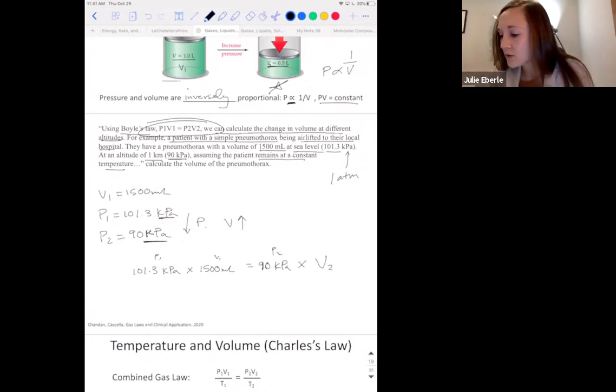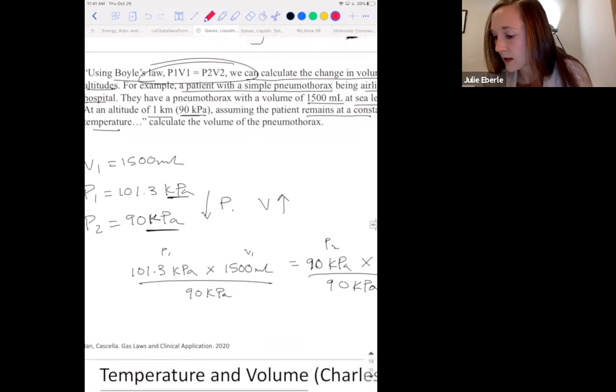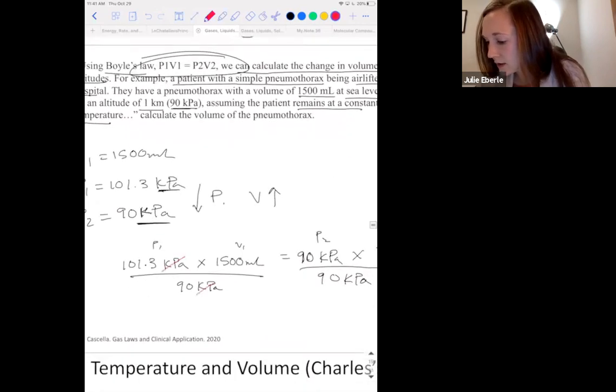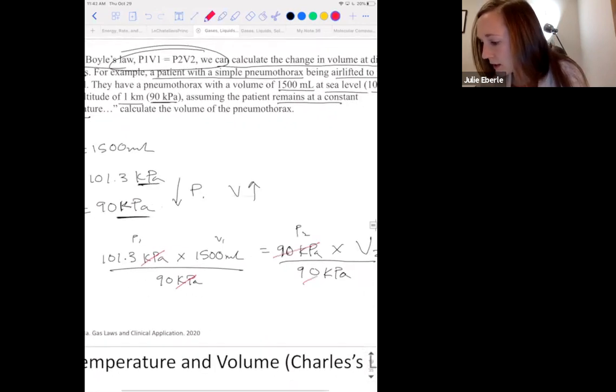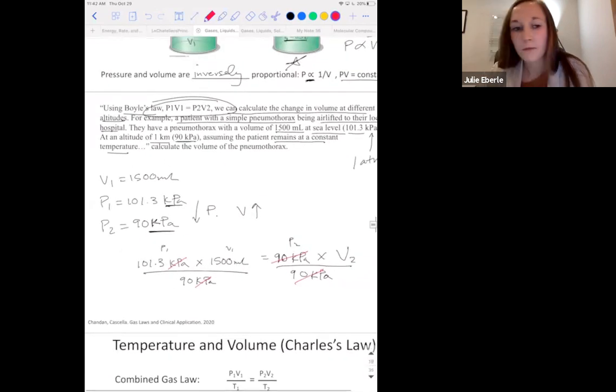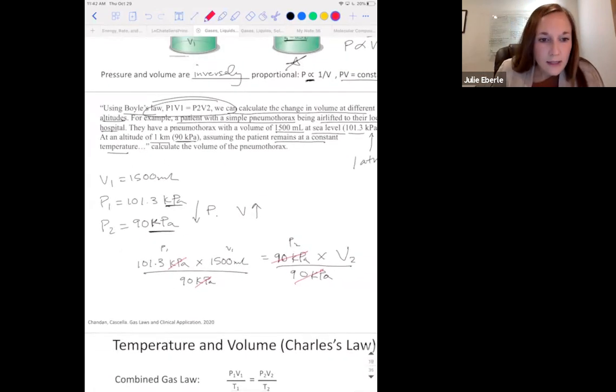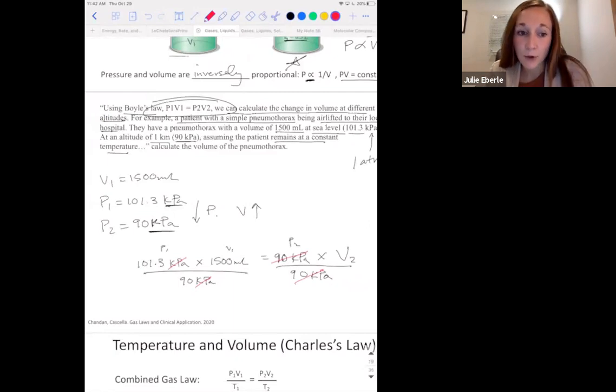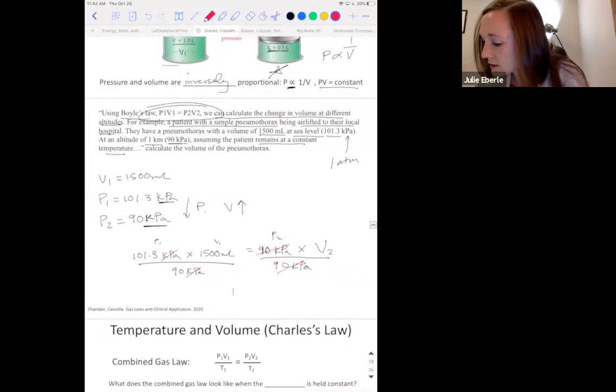First off, how do we solve for this? We just divide both sides by the 90 kPa. And that's how we solve for V2. And then what do you notice? Units of kPa cancel out on this side, and this whole term goes away because you have it on top and bottom. So y'all got 1688.33 milliliters. So V2 is 1688.33 milliliters.